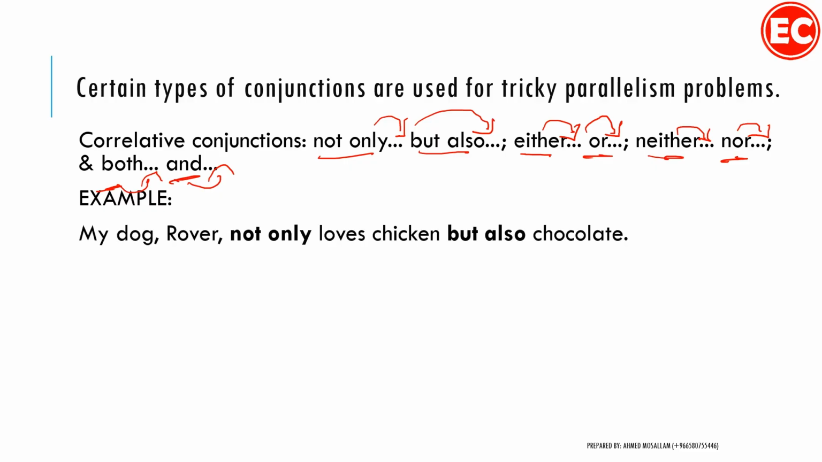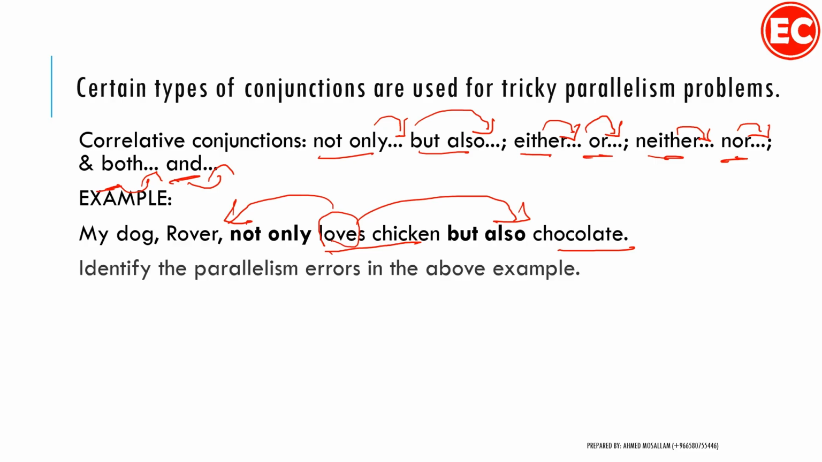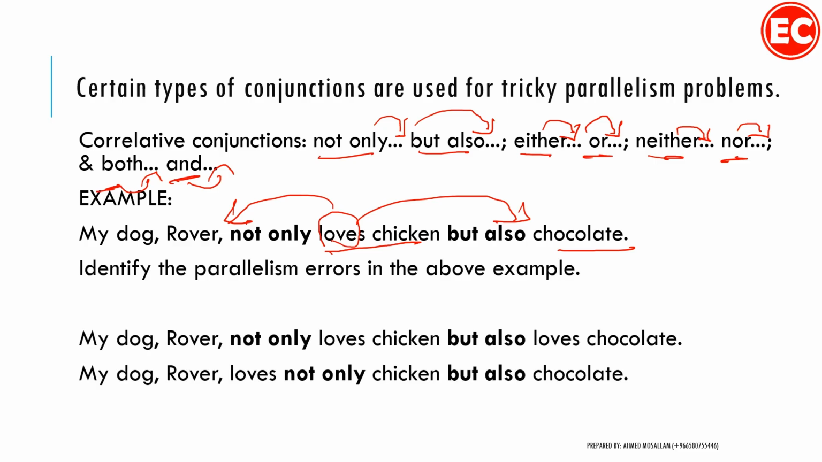Let's get this example. My dog Grover not only loves the chicken but also chocolate. Is it the same? No, I don't think so. We have here a verb and noun, and here only we have a noun. So either we change the first one or we change the second one. Both will be correct. So how can we change the first one? We'll remove loves and put it before not only. So my dog Grover loves not only chicken but also chocolate. Or I add loves after chocolate. So my dog Grover not only loves the chicken but also loves chocolate. Okay, both are correct.